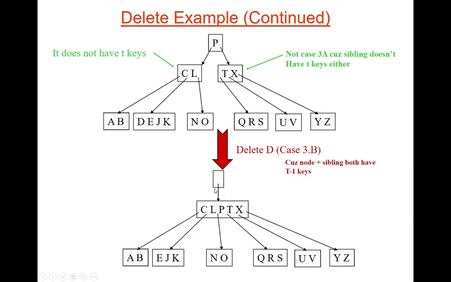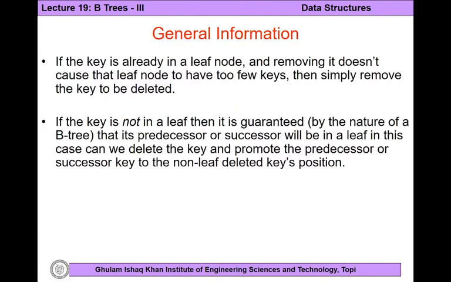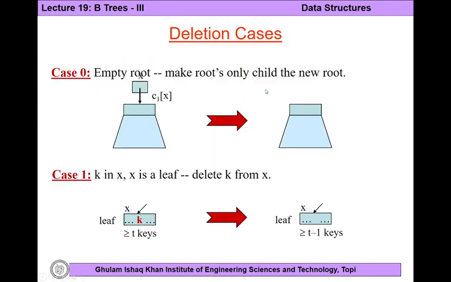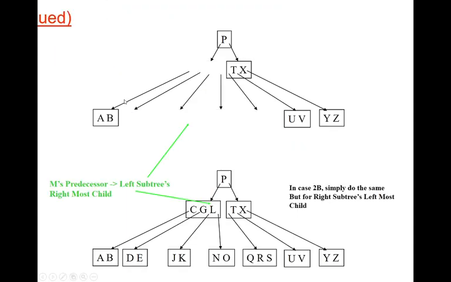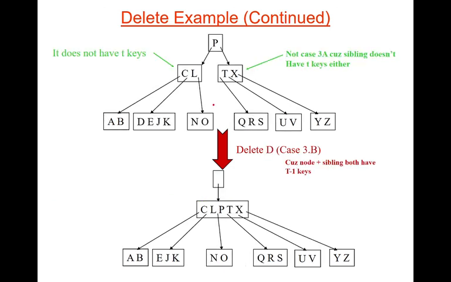Now before going to any particular deletion, if you see this case 0, it says that if the root is empty, you simply remove that root and make the only child of that root the new root of the B tree. So if you see here, this is an empty root, so it will be simply removed, right?